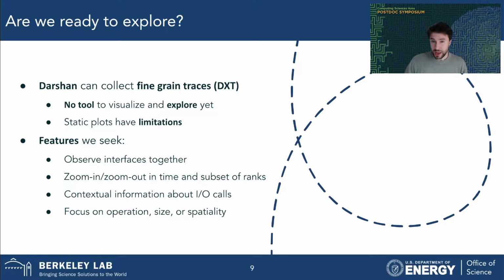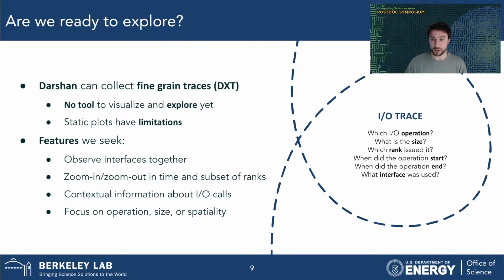So are we ready to explore? I mean, based on the thing that I said before, Darshan provides us with profiling, not with tracing information. So that's not actually true. Darshan can also provide fine-grained traces, which is not enabled by default. But what is an I/O trace? An I/O trace will tell us which I/O operation is being done, what the sizes of those operations are, which rank issued it, when it started, when it ended, and what interface was used. So if we get all of this information, we can visualize the behavior of the application and pinpoint possible bottlenecks and consequently apply some optimization techniques.